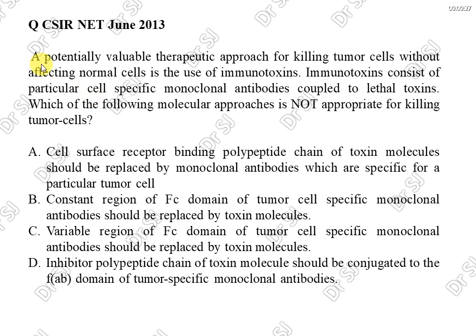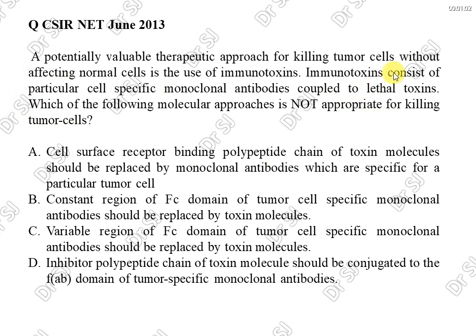The question says that a potentially valuable therapeutic approach for killing tumor cells without affecting normal cells is the use of immunotoxins. Immunotoxins consist of particular cell-specific monoclonal antibodies coupled to a lethal toxin. So you should imagine an antibody which is coupled to a lethal toxin.